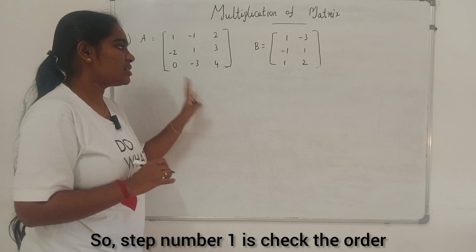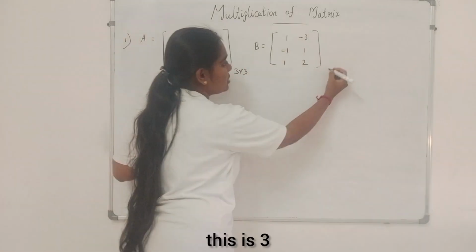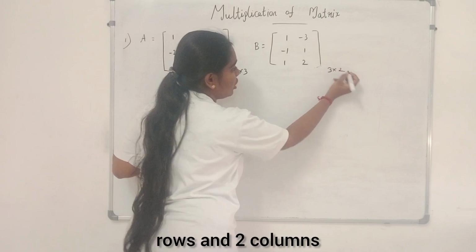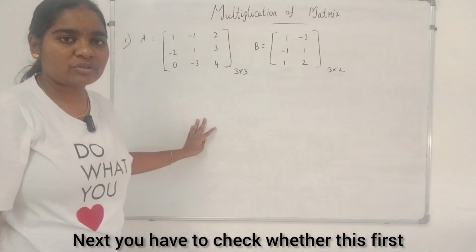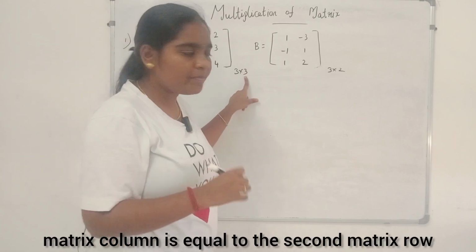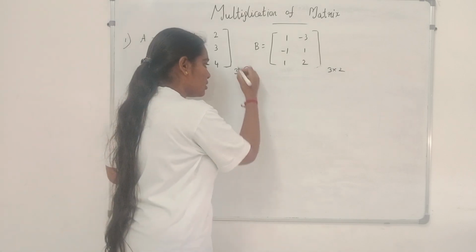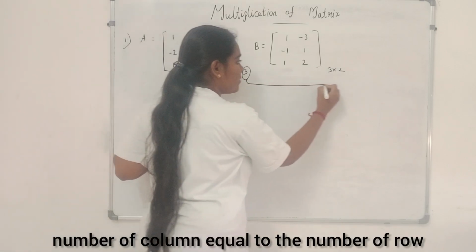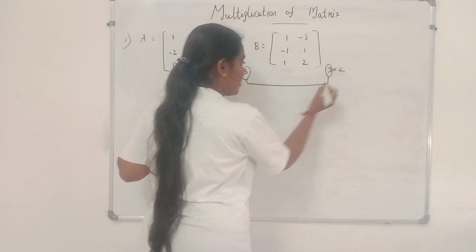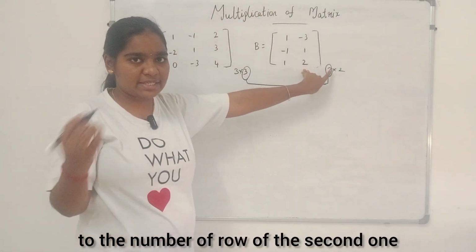Now, in this problem, we are going to do multiplication. So, step number 1 is check the order. This is 3 by 3. This is 3 rows and 2 columns. Next, you have to check whether the first matrix's columns are equal to the second matrix's rows. Yes. The number of columns of the first matrix is equal to the number of rows of the second one.